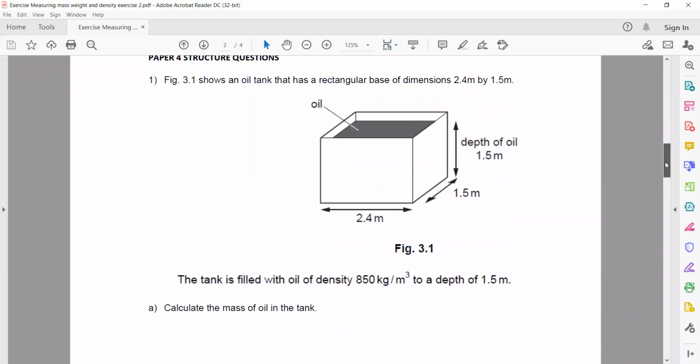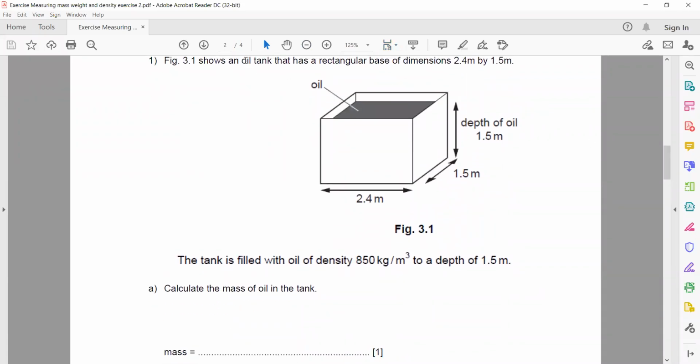Structure question 1. Figure 3.1 shows an oil tank that has a rectangular base with a dimension 2.4 by 1.5. So length and width are given. The tank is filled with oil having a density of 850. The depth is 1.5. So this height or depth is 1.5. Calculate the mass of oil in the tank.